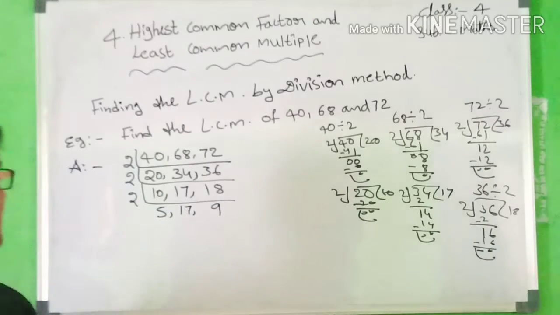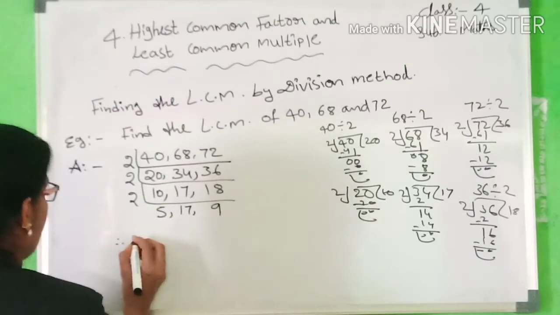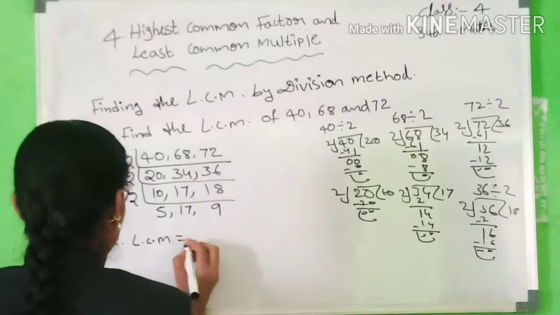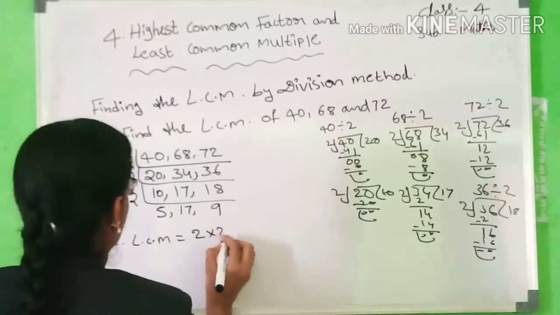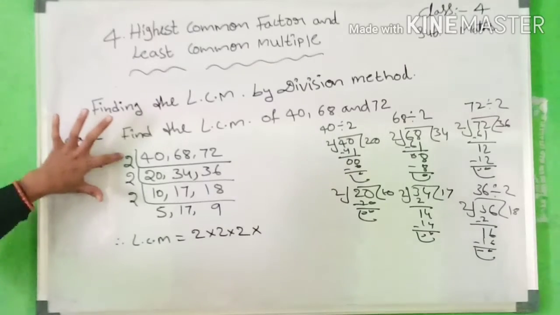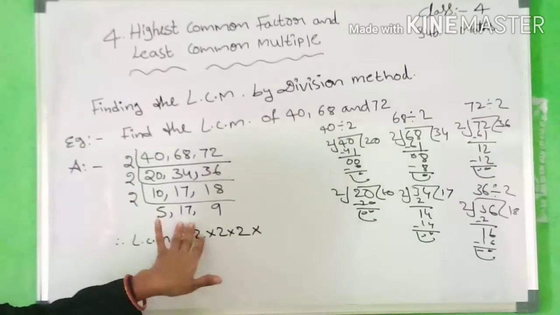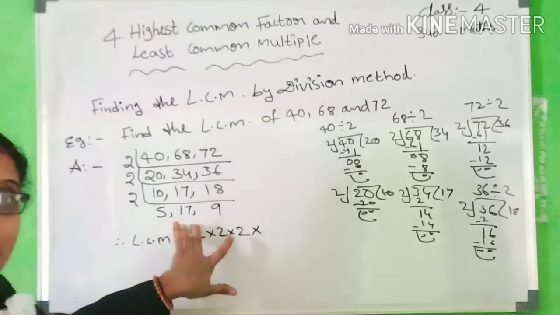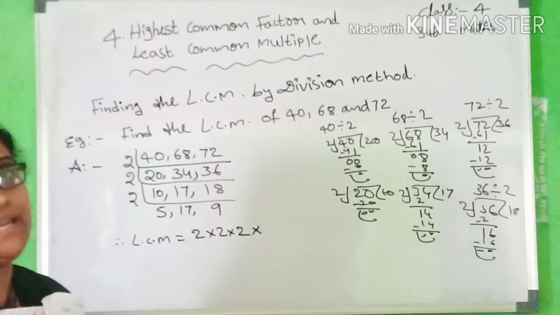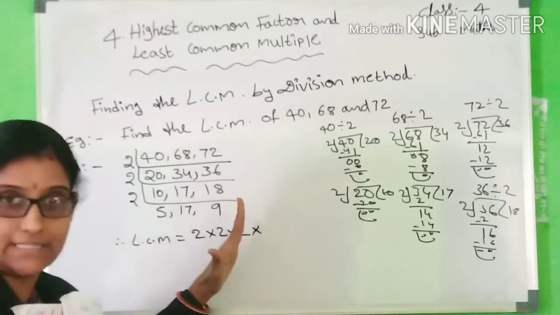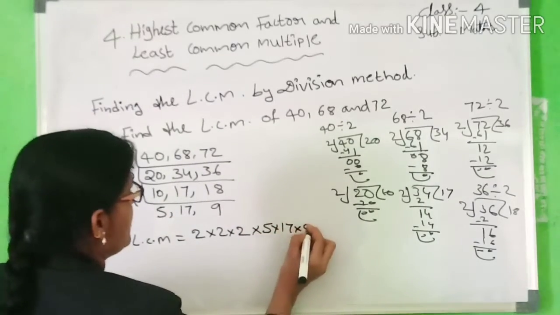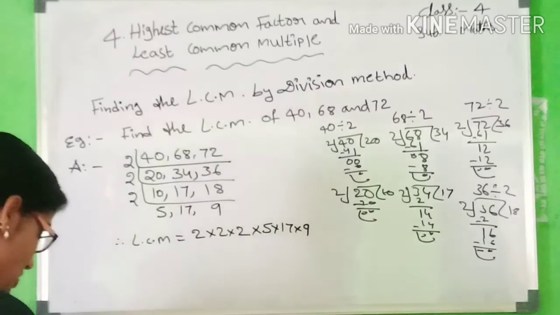Now stop the divisors. What is the LCM? Therefore, LCM equals 2 into 2 into 2, the common factors, then the other remaining factors also you have to write here. You have to multiply common factors and other factors. What are the other factors? 5 into 17 into 9.